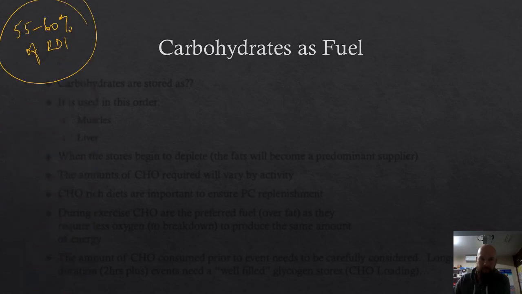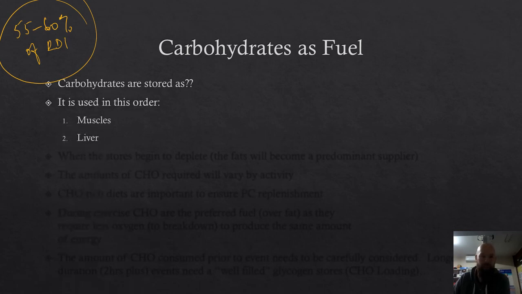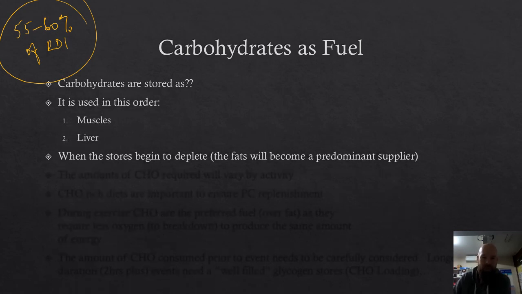Carbohydrates, they're used as the fuel. They get a contribution rate of like 55–60% of your dietary intake. Okay, so they're stored as, we've already been through that. Okay, they get stored in the muscles and liver. When the stores begin to deplete, the fats become the predominant supplier of energy.